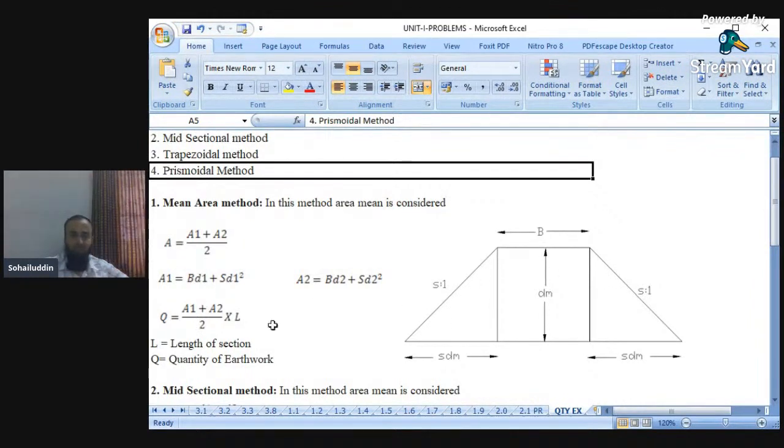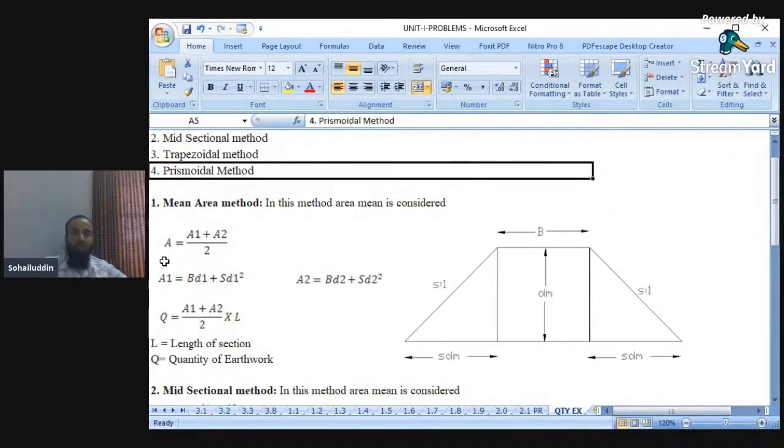B into D is nothing but the area of the rectangle, and the addition of these two triangles is nothing but S D1 square. As we are taking the mean, the addition is A1 plus A2, where A2 is for the second depth. In the same way, the addition A1 plus A2 is the area.